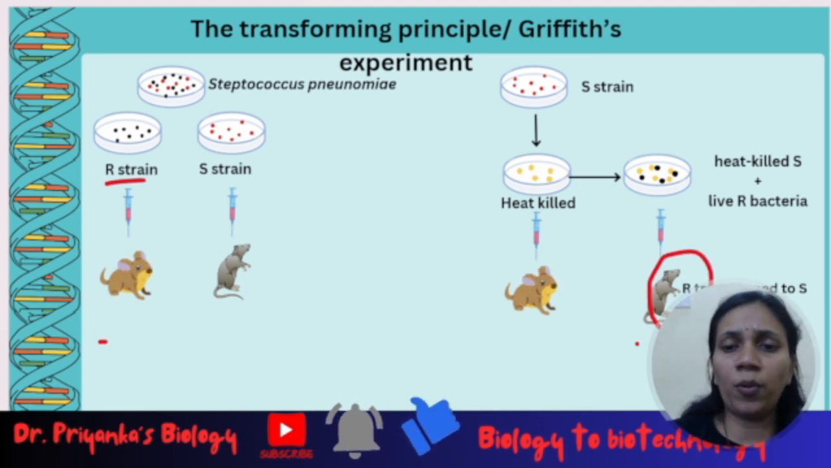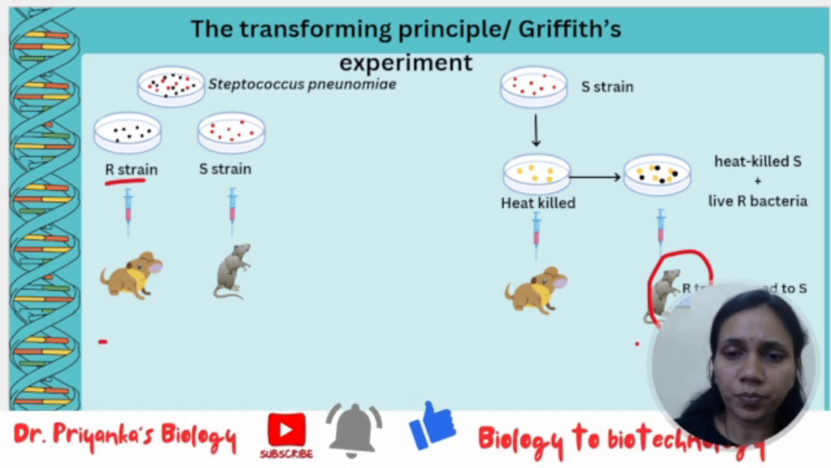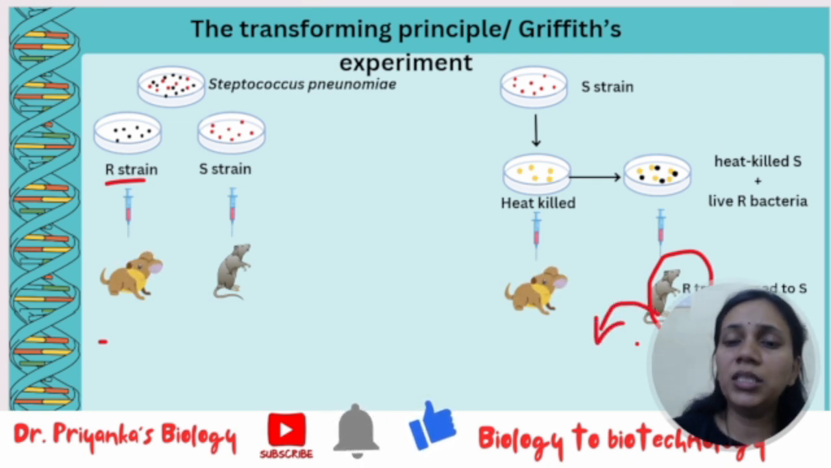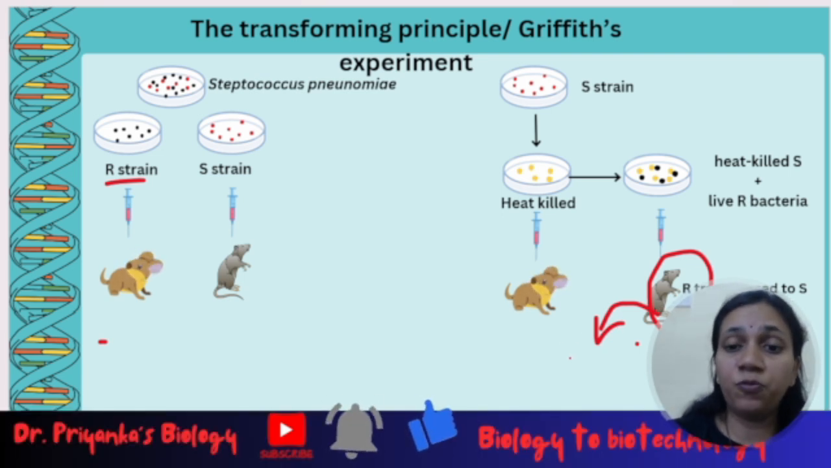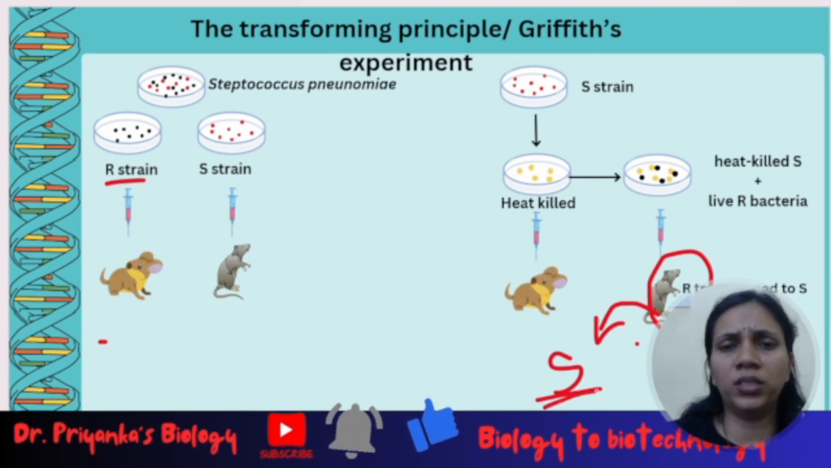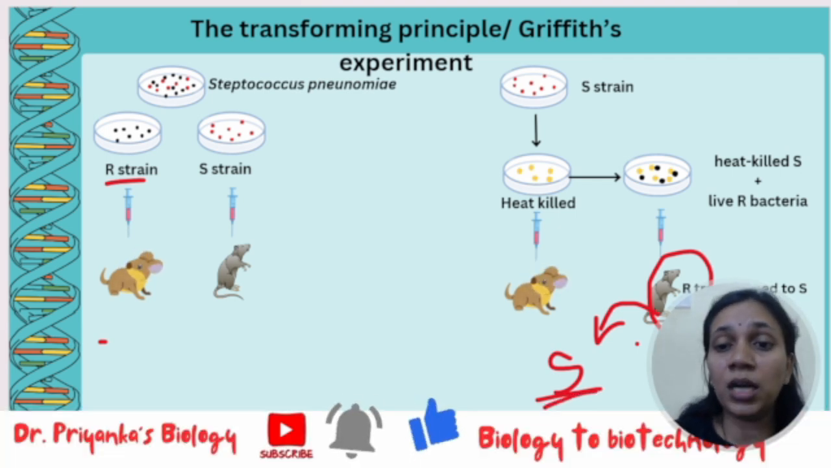So why could it have happened? What was the reason behind this? So he started analyzing it. He collected, or isolated, the bacteria from the dead mice. And to his surprise, he found live S strain bacteria. So how is this possible? That was the puzzle, because he did not understand what had actually happened.